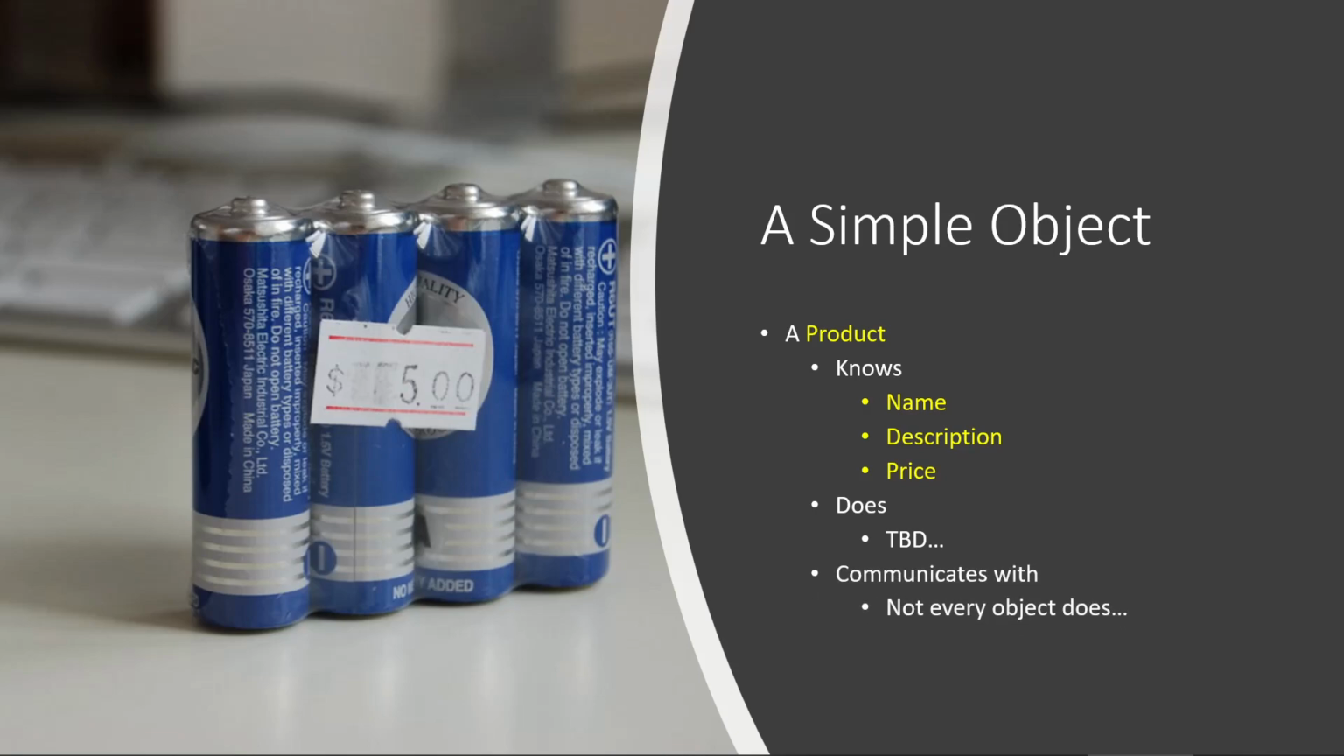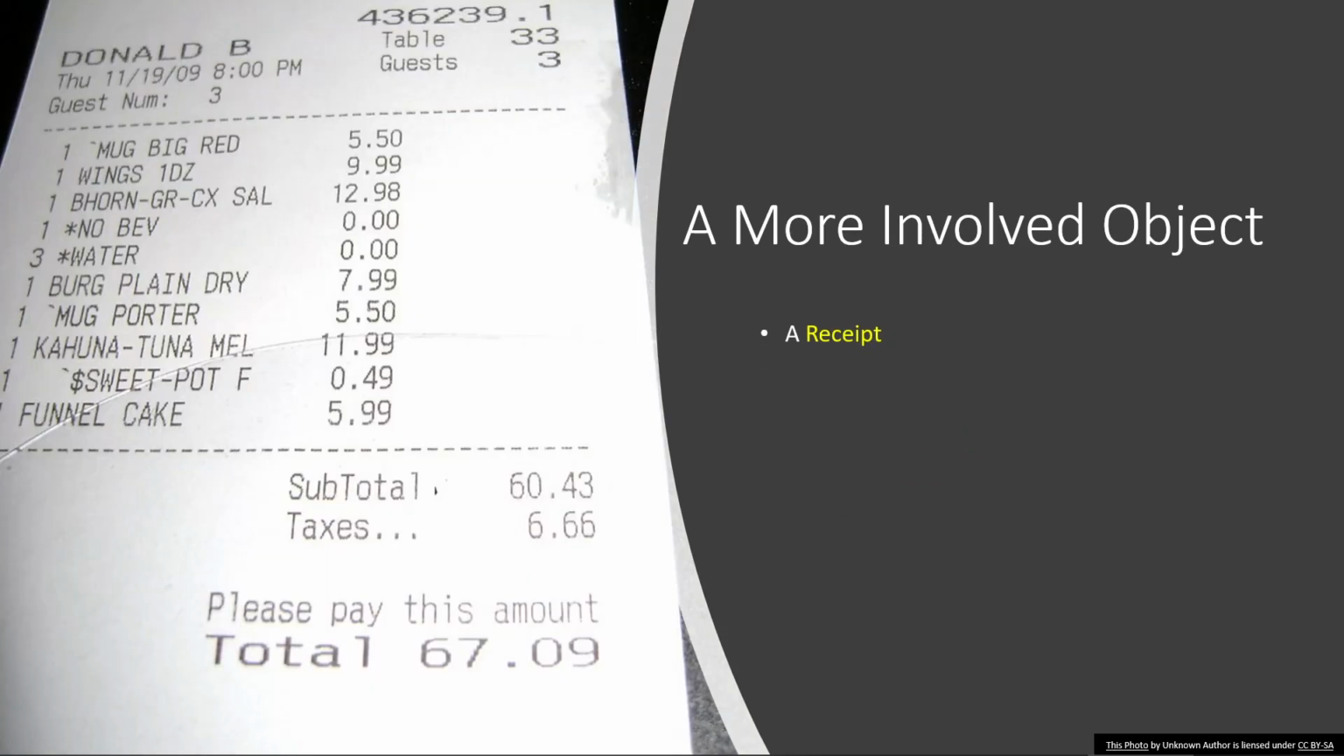And the communication, well, not every object necessarily communicates with other objects. There are simple objects out there that are just there to store information and provide us that information. That's mostly what this does, is it gives us access to the name, the description, the price. But these simple objects help us manage more complex, more involved objects. So for example, another real world thing we could see from a typical transaction is a receipt. And on the receipt, we can see things like the date and time the transaction happened, and then there's the salesperson here, Donald B, who sold the thing. I assume that's what that one means.